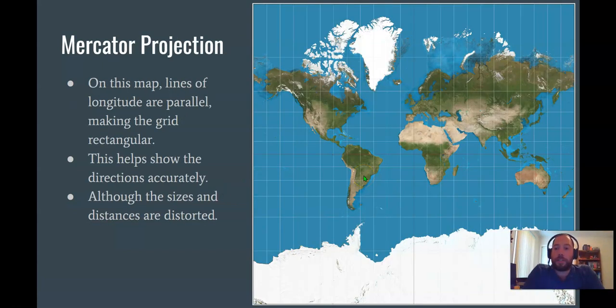So our first example is known as the Mercator projection. And on this map, you see lines of longitude, right? And those lines are parallel. And this makes the grid actually rectangular. Unlike when you look at a globe, all of those lines of longitude near the poles are coming together at a point. Now this depiction actually helps show directions more accurately, and it actually distorts the sizes and distances the farther you get away from the equator. So it happens to be a very inaccurate representation of the Earth.